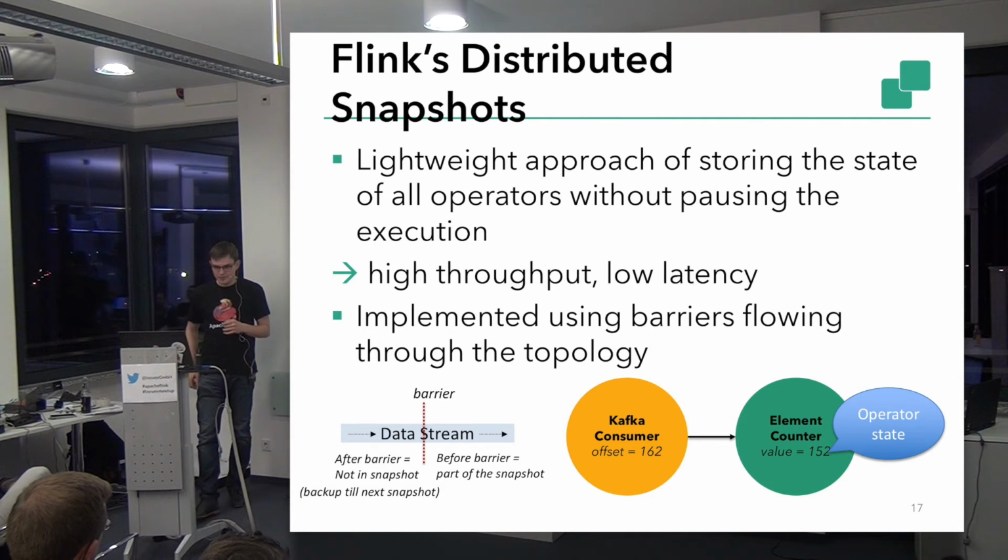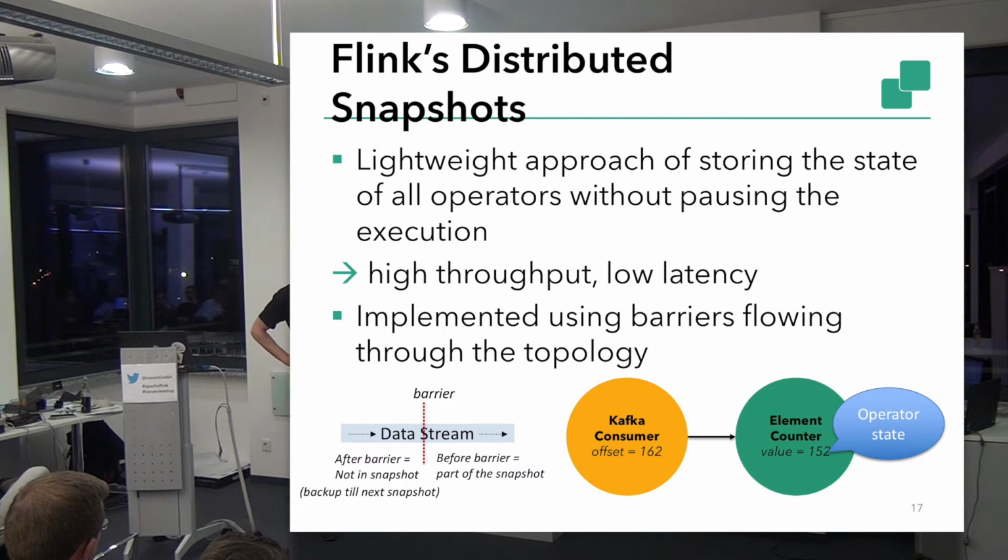And these distributed snapshots, you can imagine them like this: you have a data source, the Kafka consumer, and you have a counter. So a very simple topology where you just read something and count how many elements are in the Kafka topic. And these two operators have operator state. In case of the Kafka consumer, it's the offset within the partition. So for a very simple case, you have just a topic with one partition, and the offset is basically just the position inside the stream in Kafka. And the counter is just counting how many elements it has seen.